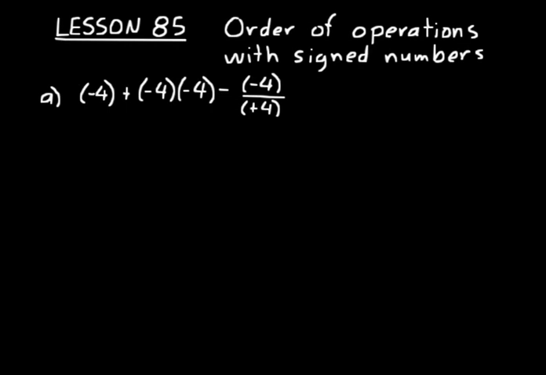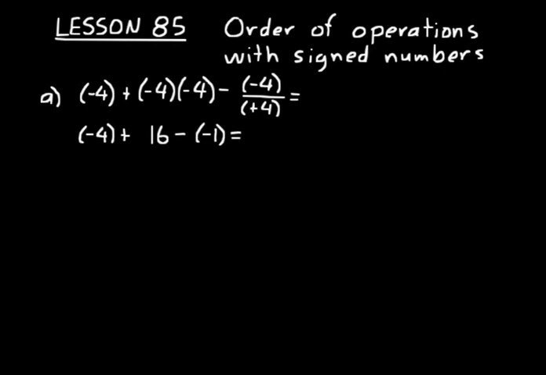You do your same steps on these like you do in all order of operations problems. Do your multiplication and division first, then do your addition and subtraction. Look at this problem. Work it left to right. We have a -4 plus a -4 times a -4, so that would be a positive 16. Then we have minus a -4 over a positive 4. That would give us a -1.